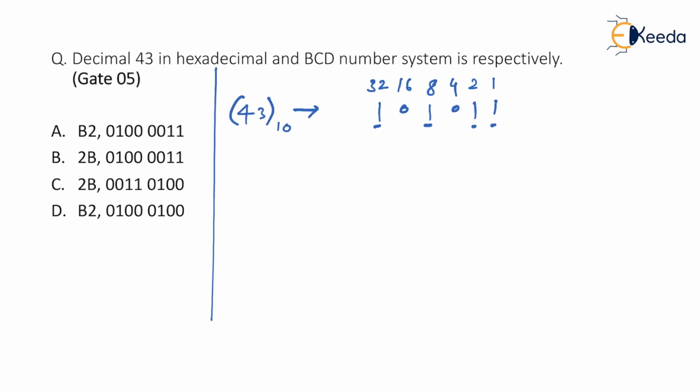So this is a binary representation, right? What I want is its hexadecimal representation now. We know that when a binary number is given, how do we convert it into hexadecimal?